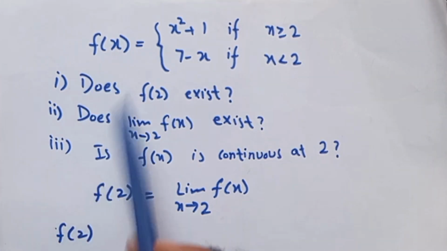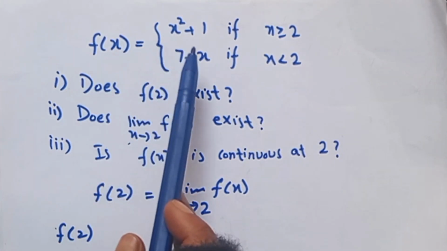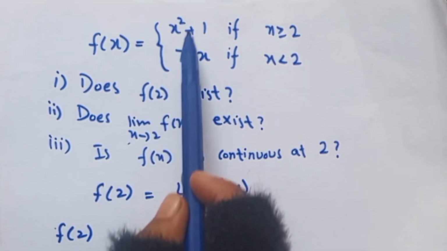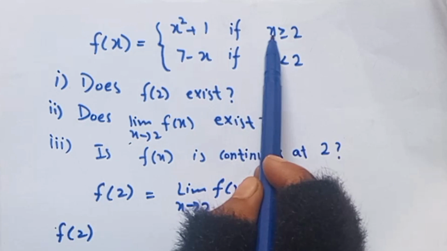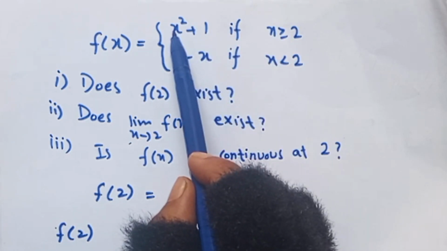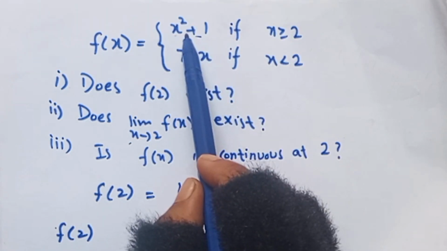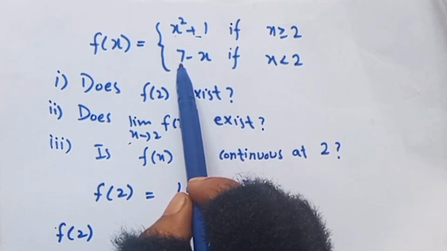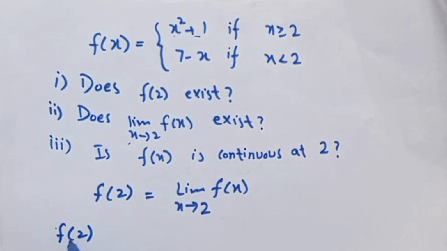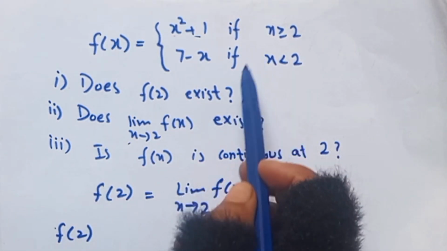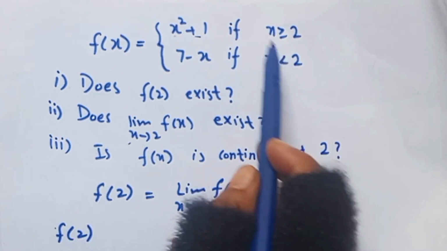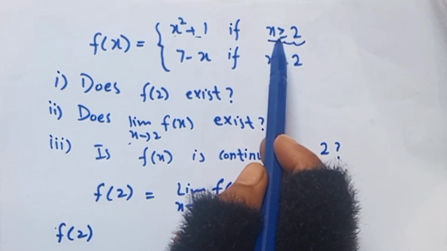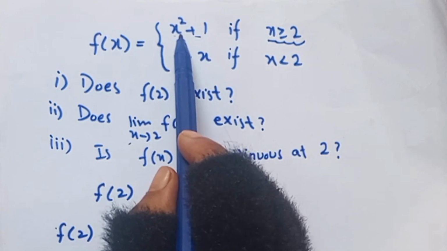In our question, this is a piecewise function because our function is divided into two parts. For all x greater than or equal to 2, we use this part of the function, and if x is less than 2, then we use this part of the function. So for f of 2, we select the part in which the equality occurs. So look at the first part. In this part, equality also occurs. So we take this part.